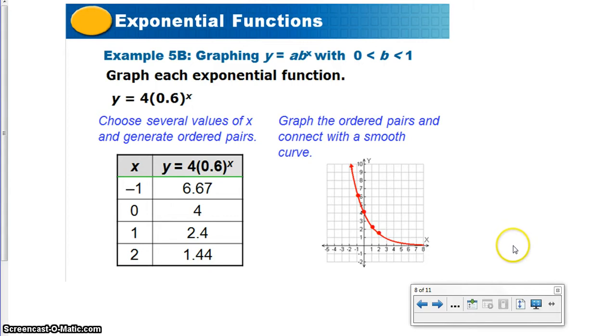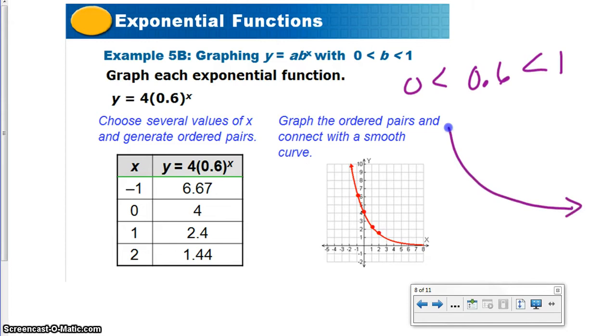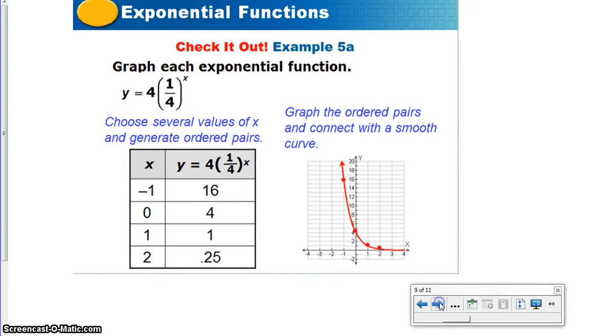Well, that must be true. I must have been right on the previous thing because 6/10 is between 0 and 1. And look, this one falls from left to right. So I should have known that this one would also fall from left to right. I wonder why that is.